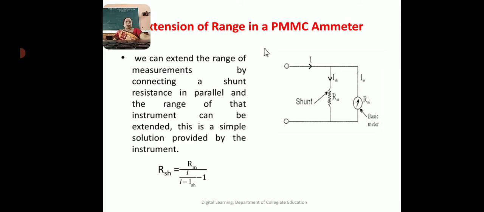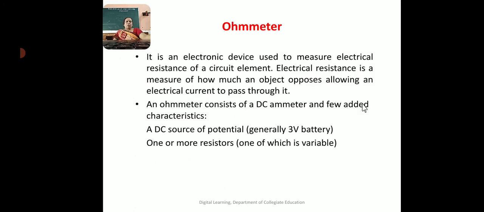Then the ohmmeter. An ohmmeter is an electronic device which is used to measure the electrical resistance of a circuit element. Electrical resistance is a measure of how much an object opposes the passage of an electrical current through it. Here we are discussing the ohmmeter.